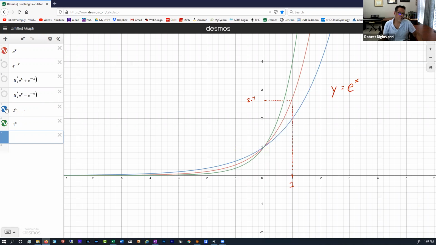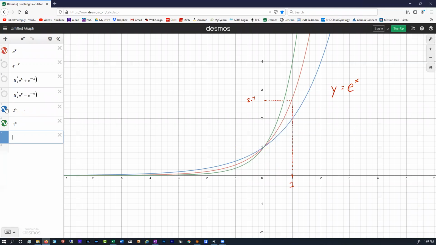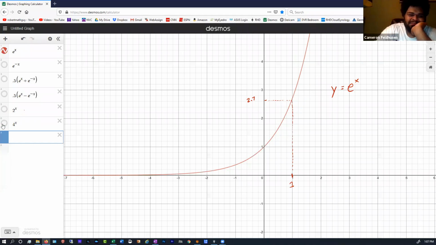I'm asking this question because I'm wondering how much this is emphasized. How much was it emphasized in Cal 1? It's its own derivative? Okay, that's it. This function is its own derivative. Now, what does that mean?